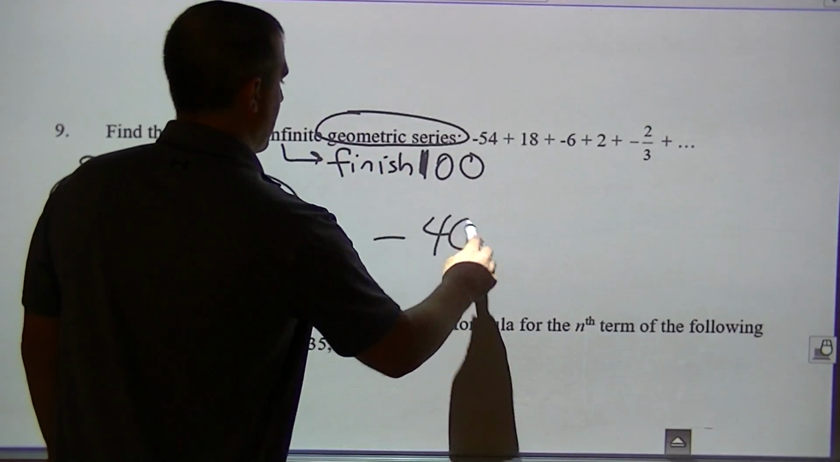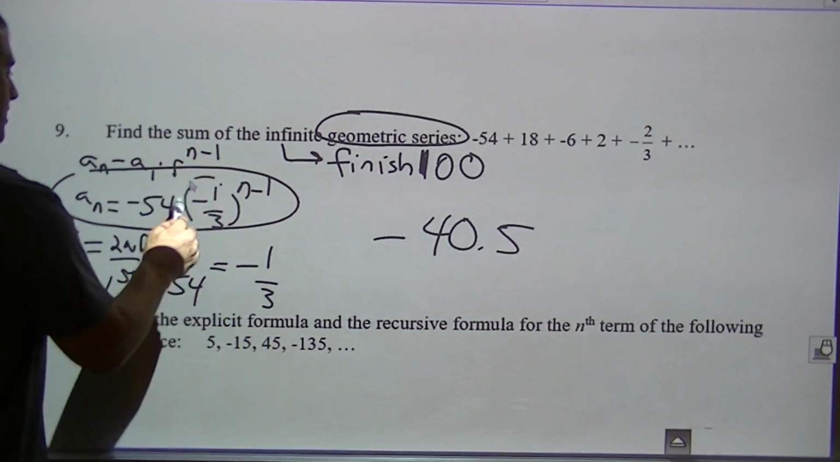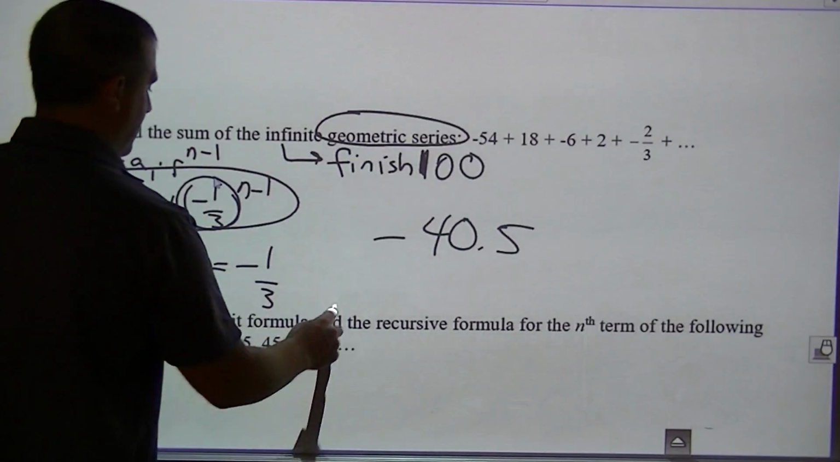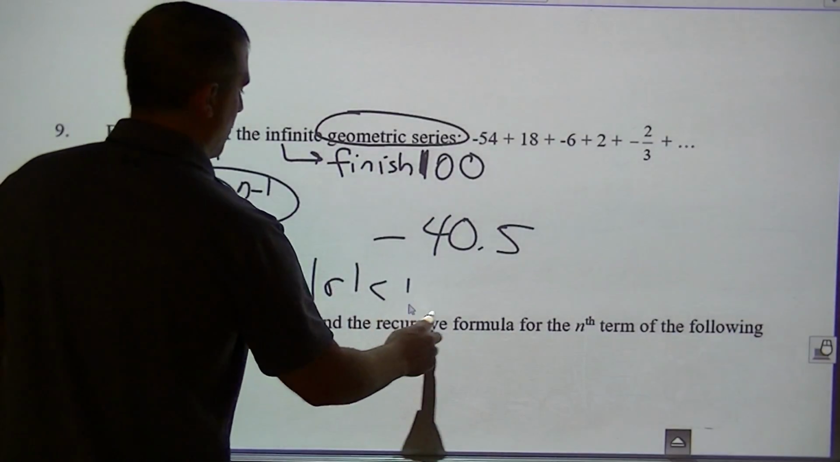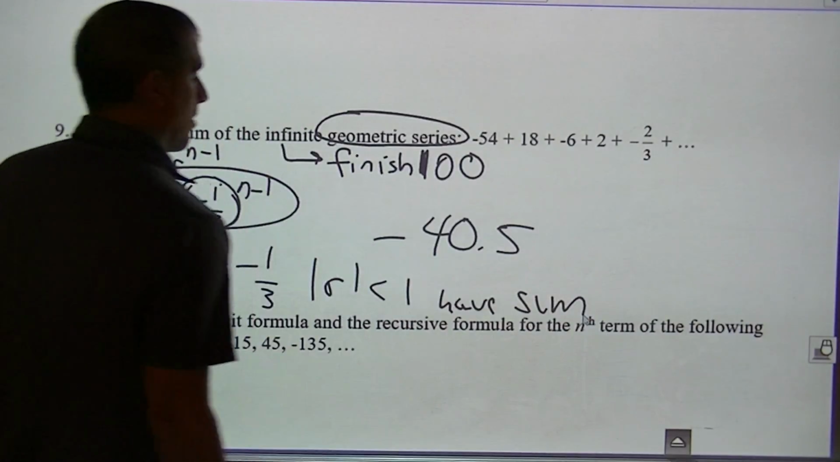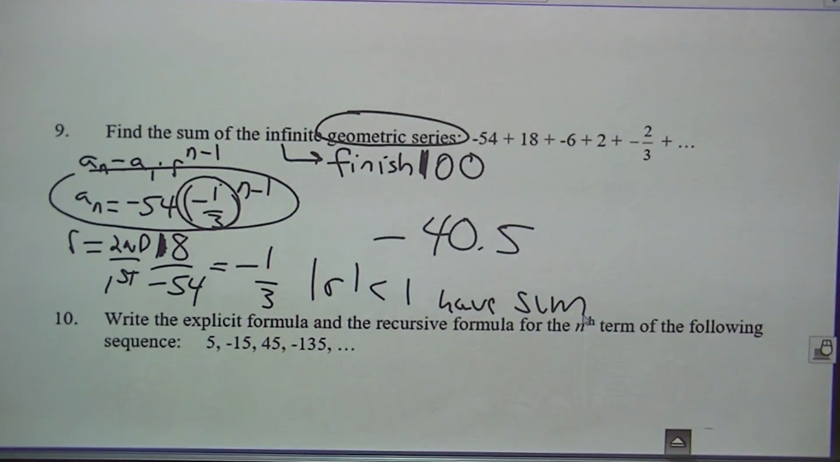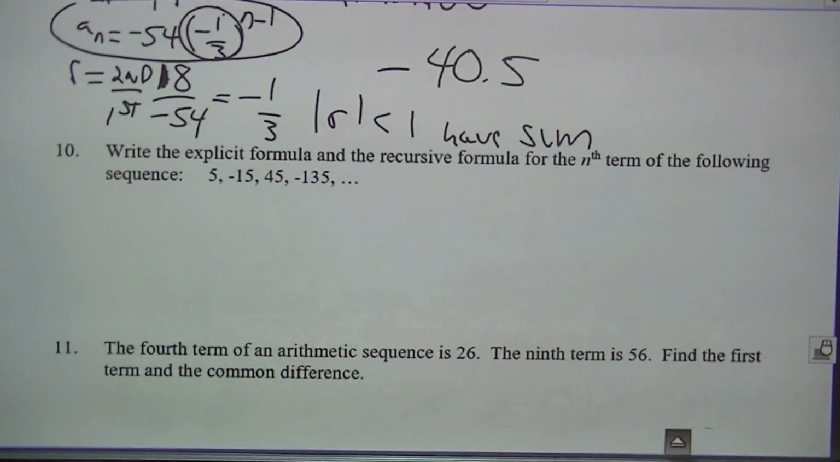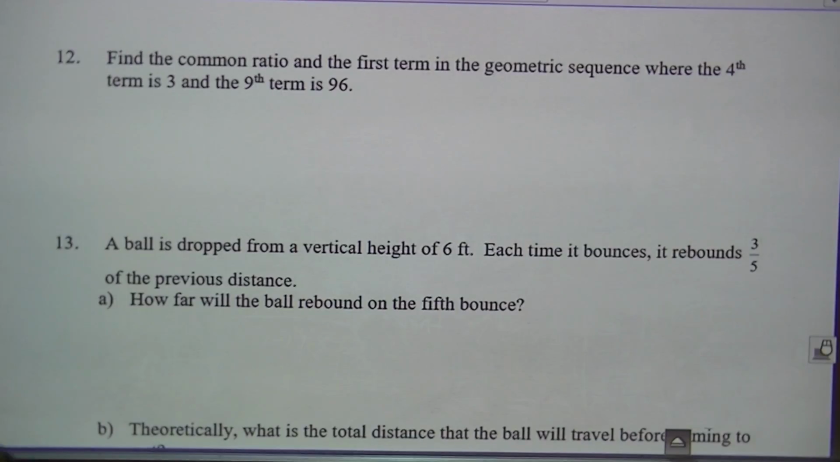Remember, with an infinite series, you're looking at that rate. That rate has got to be less than 1 in absolute value to have a sum. If it's greater than 1, absolute value, it does not have a sum. All right, moving on real quick. Like I said, this is just a supplement. I'm going to go on to 14.